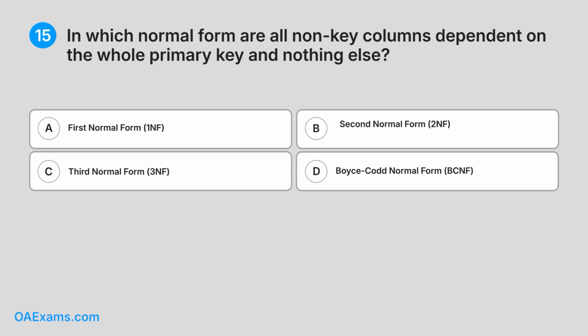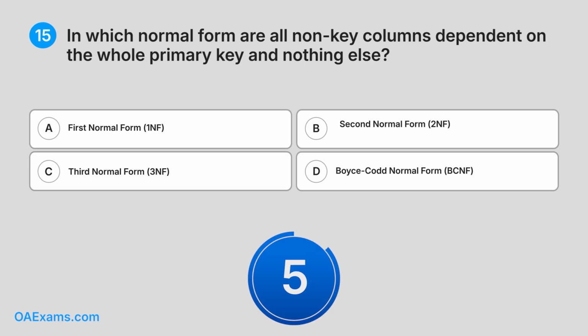15. In which normal form are all non-key columns dependent on the whole primary key and nothing else? A. First normal form, 1NF. B. Second normal form, 2NF. C. Third normal form, 3NF. D. Boyce-Codd normal form, BCNF. Can you guess the answer?